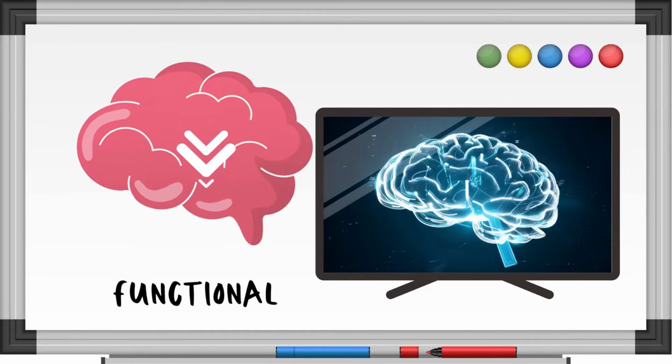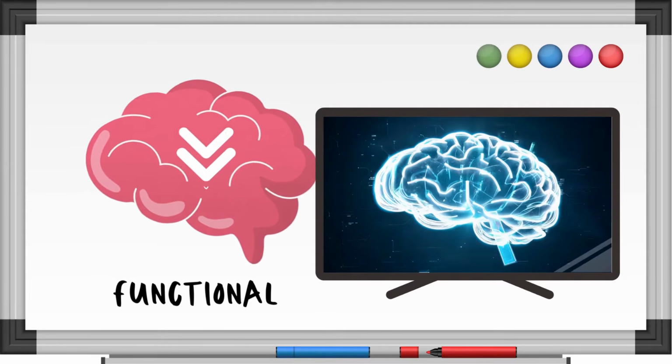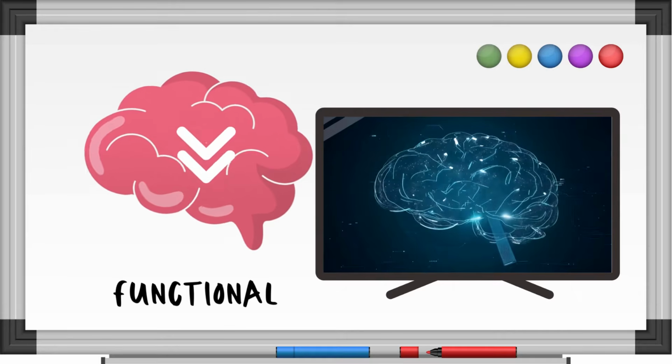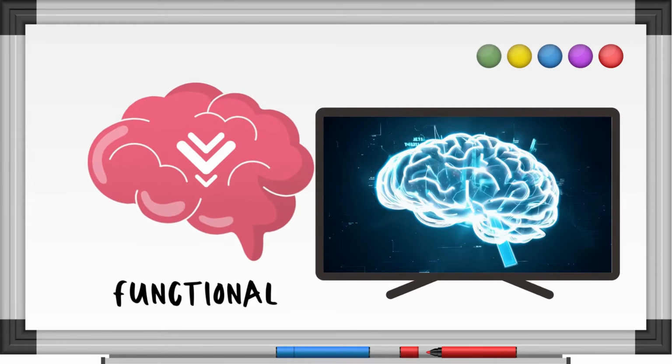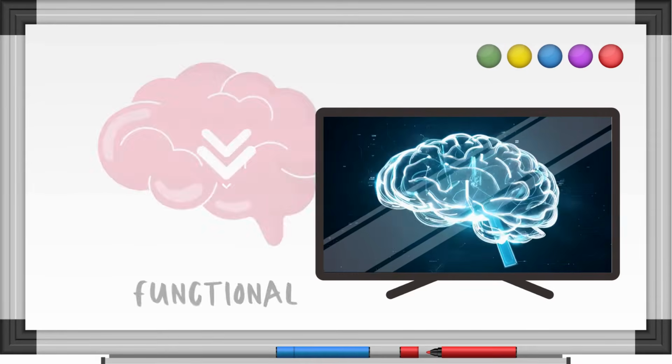Functional plasticity, on the other hand, is when the brain finds new ways to use the connections it already has, rather than creating new ones. This can happen when certain areas of the brain take on new roles, or when existing pathways become more active.